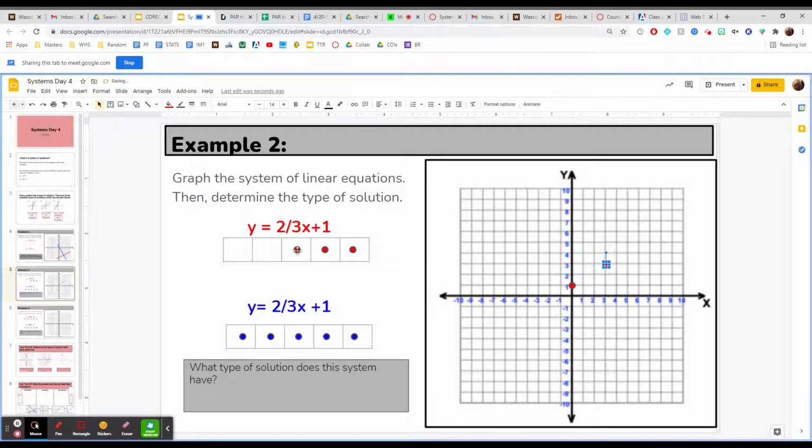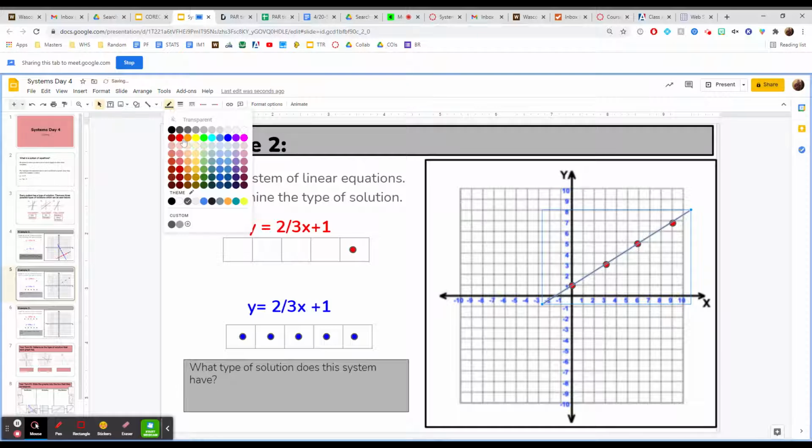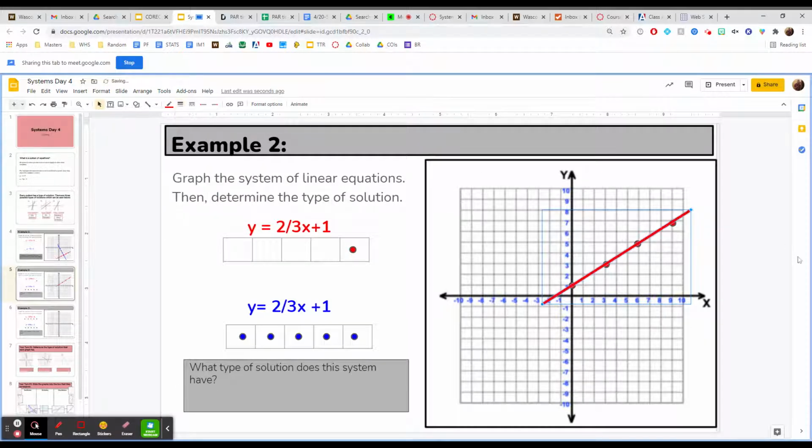I'm going to do that one more time. Up 2, right 3: 1, 2, 3. And let's do one more time. Up 2 over 3. Now again, don't forget to insert the line. And there we go. That's my line for this first one.